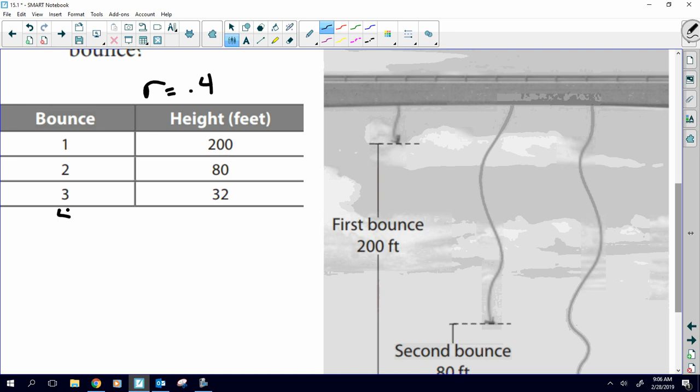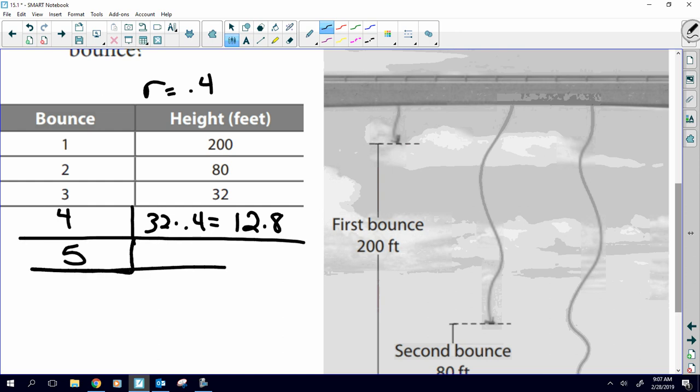My R is 4/10. All right, so now I'm going to take 32. This is my 4th one. So I'm going to take 32, and I'm going to multiply it by 4/10, and I'm going to get... so the 4th time he only comes up that far, which is 12 and 8/10 of a foot. All right, and then we got the 5th bounce, which is the one that we're really looking for here. So we take 12 and 8/10 and multiply that by 4/10, and we come up with, okay, so he comes off the ground 5 and 1/1200 feet, okay?